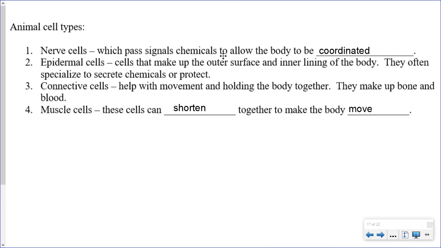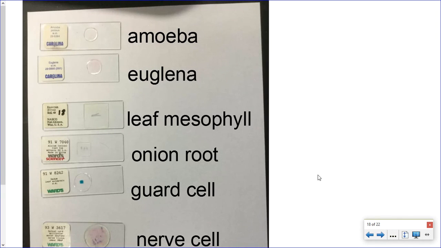Nerve cells pass signal chemicals to allow bodies to be coordinated. Epidermal cells are another type, connective, and then muscle cells are ones that shorten. So the ones you're going to be drawing will be a nerve cell and an epidermal cell. Cheek cell's epidermal. These are the slides that you're going to be provided with.